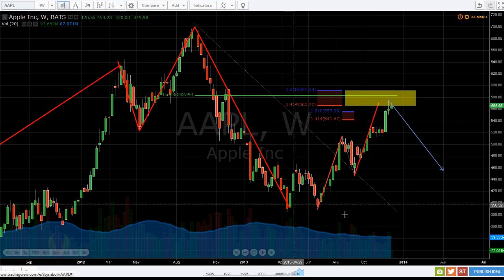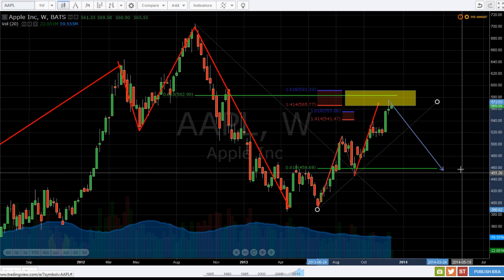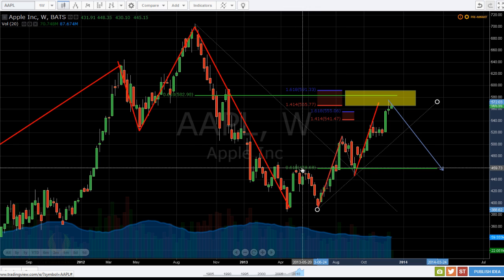Let's just see where a Fibonacci lines up with there as well. Looks like a 618. Yeah, right at that 460s and coming into this previous structure level. So I think that's definitely a chance.